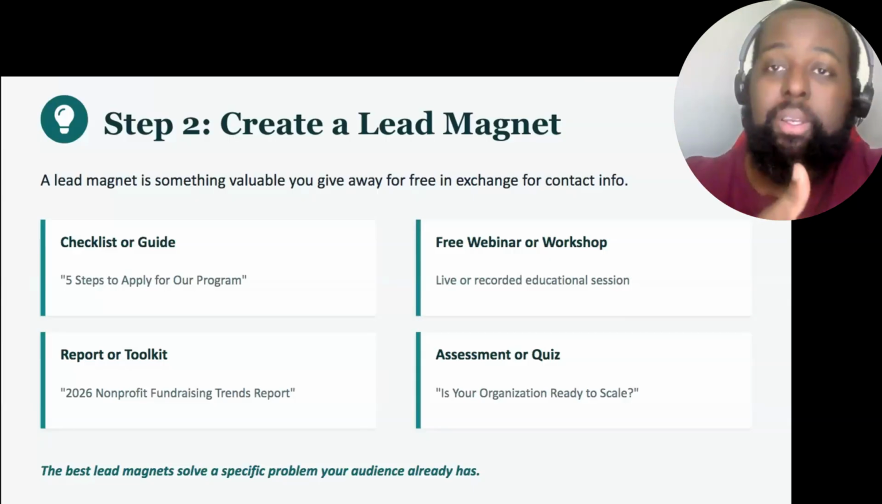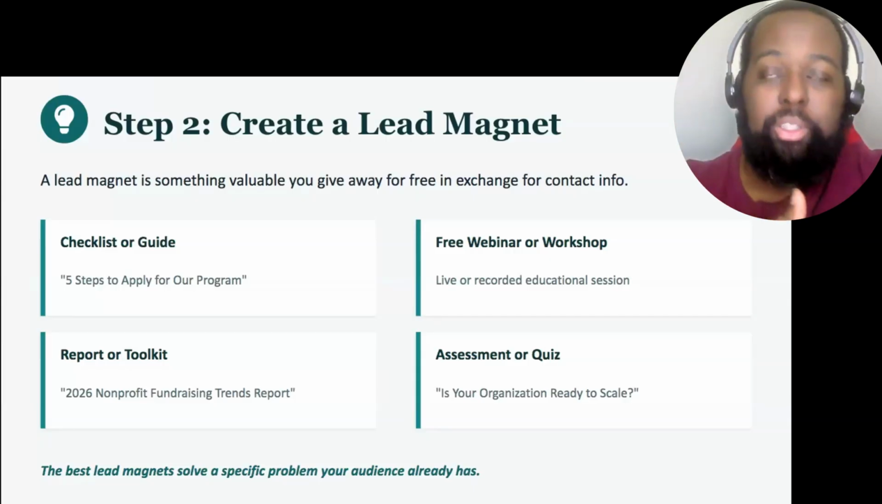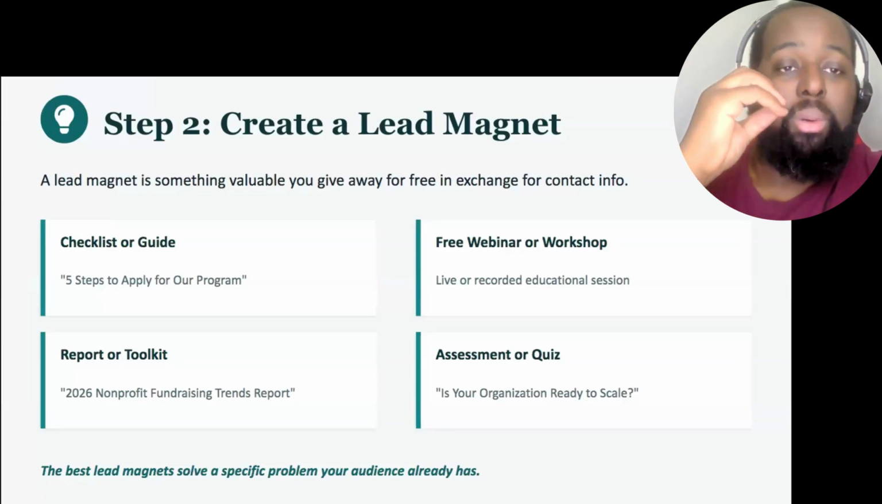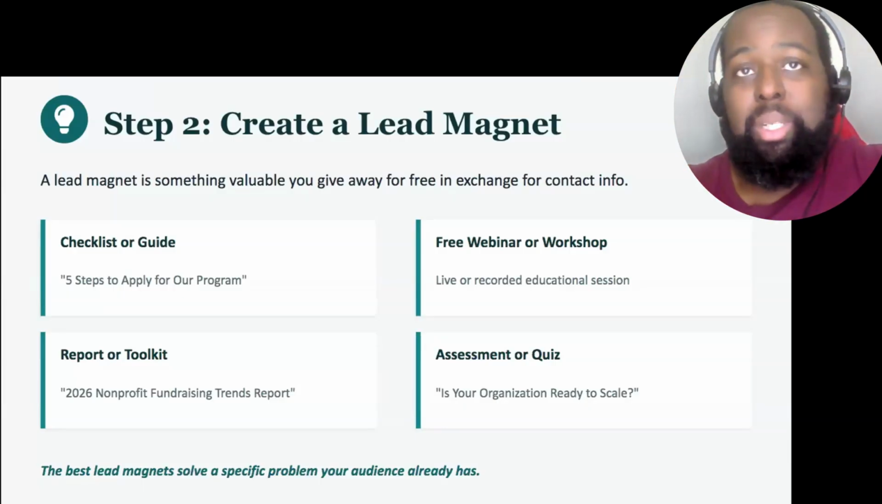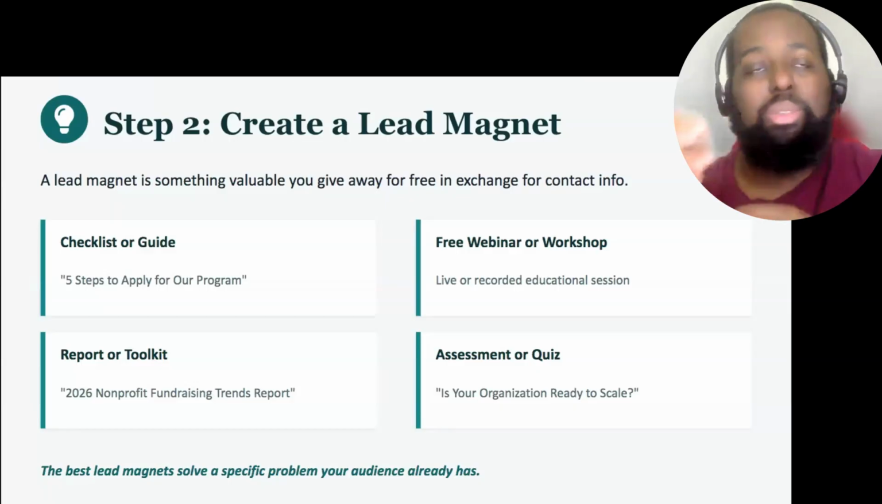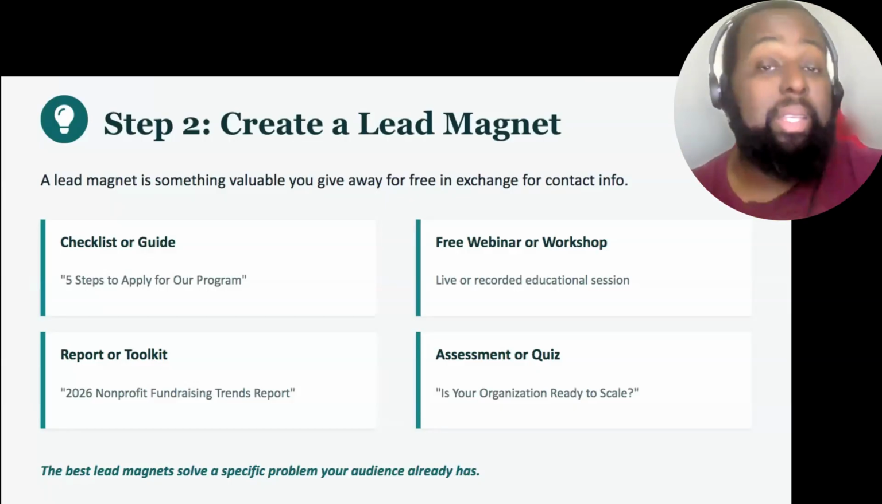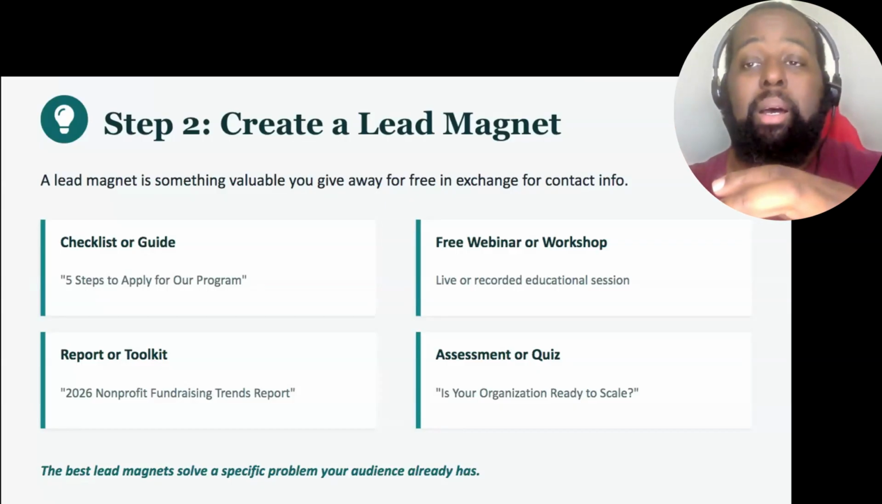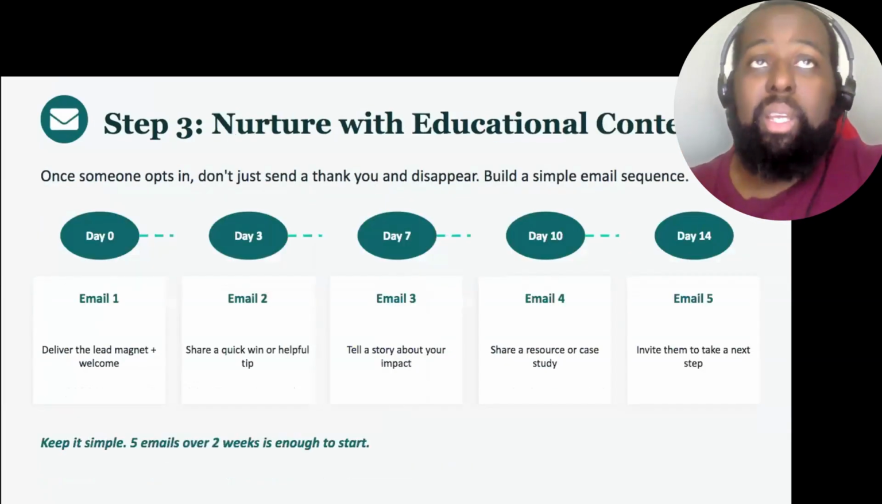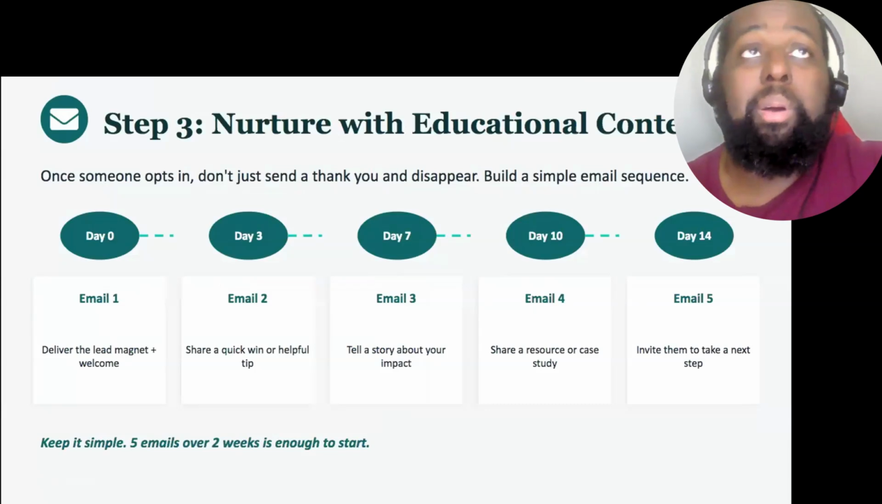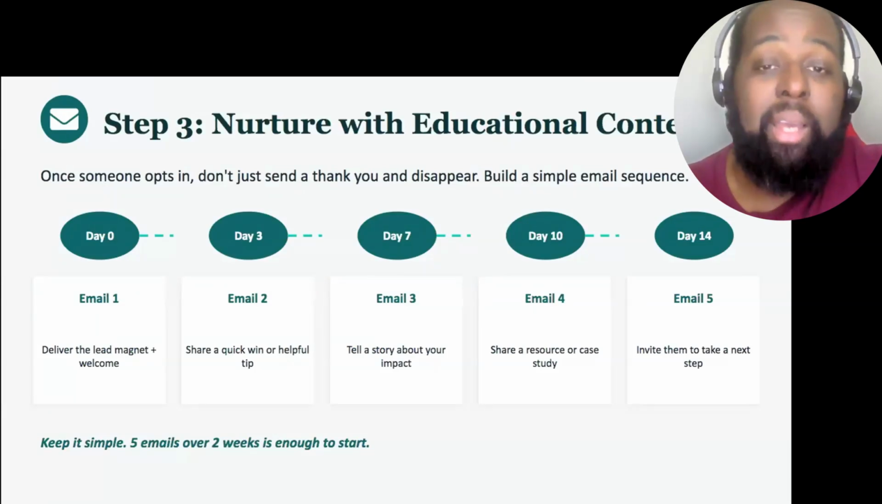So now you've figured out who your audience is, who you're trying to talk to, and the message you're trying to send them. You've now provided some type of actionable guide, quiz, workshop, toolkit, whatever the case may be, some type of lead magnet that helps them get a quick win now. And then once you've done that, next is to follow up to nurture them with educational content.